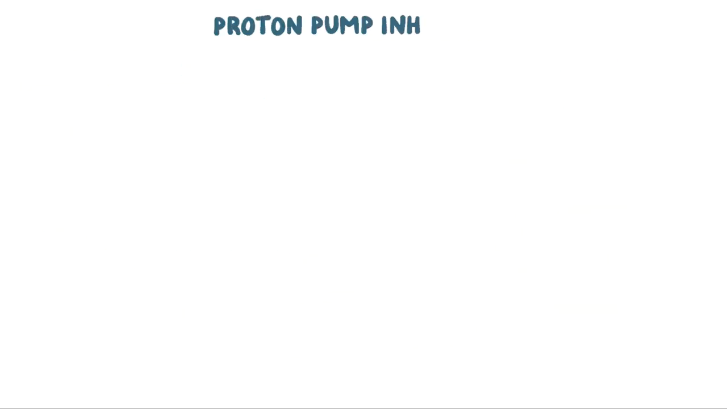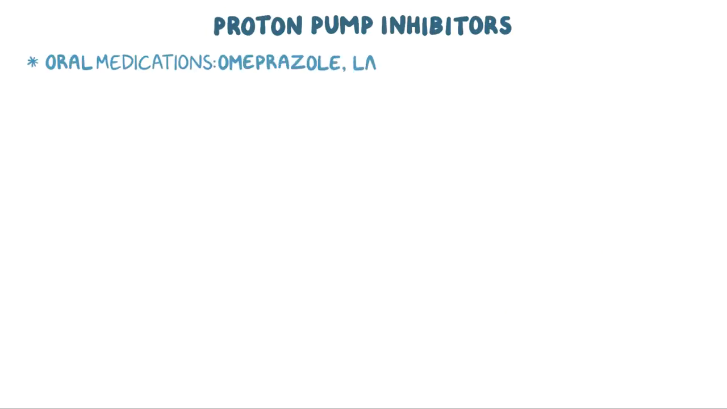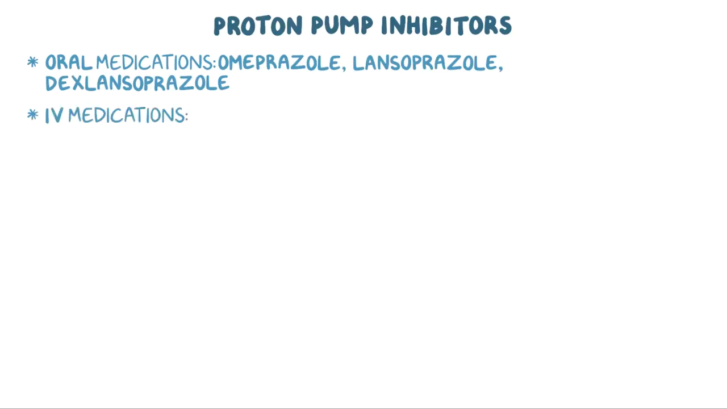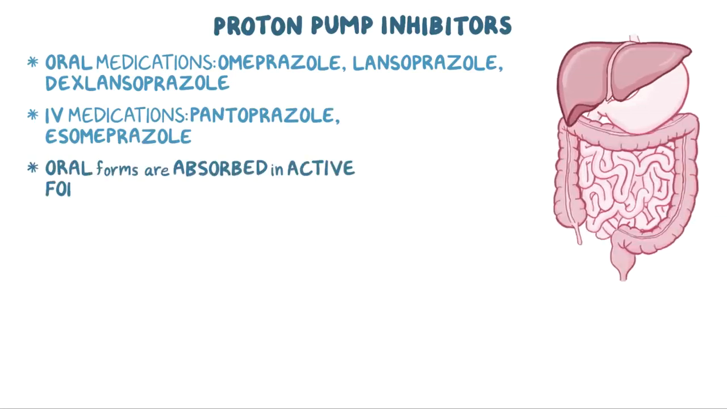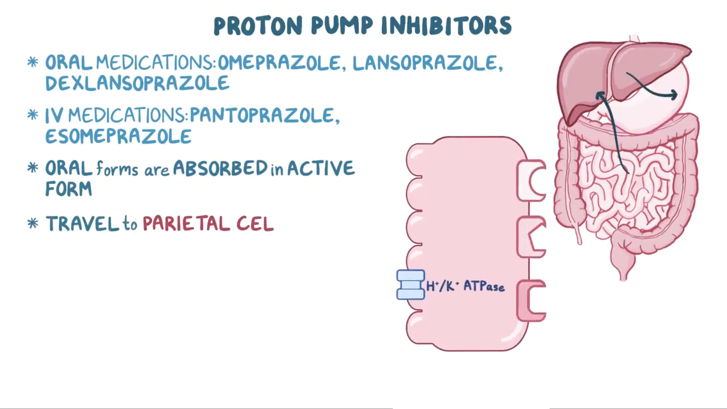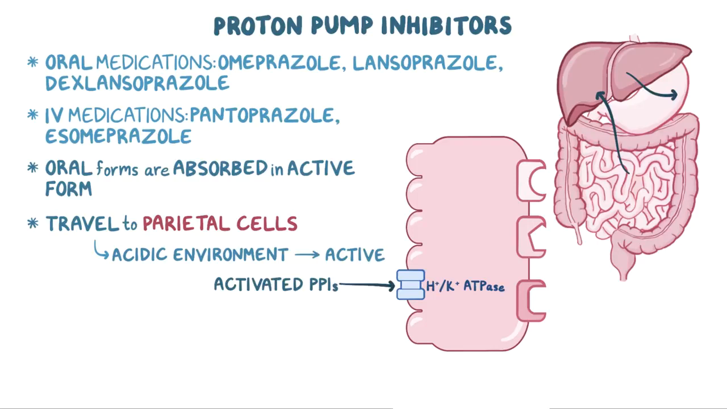Next, we have proton pump inhibitors, or PPIs, which include oral medications like omeprazole, lansoprazole, dexlansoprazole, and medications available in IV, like pantoprazole and esomeprazole. The oral forms of these medications are absorbed in the small intestine in their inactive form and get metabolized in the liver. Next, they travel through the blood to the parietal cells, where the acidic environment helps protonate them so they become fully active. These activated PPIs irreversibly bind and inhibit the hydrogen-potassium ATPase, or proton pumps, found within the parietal cells.